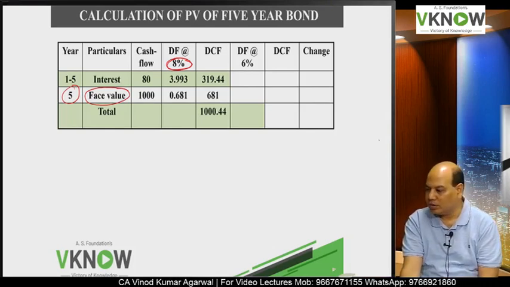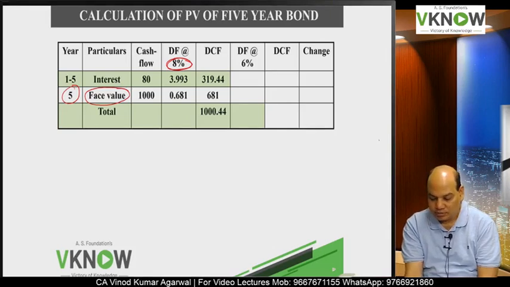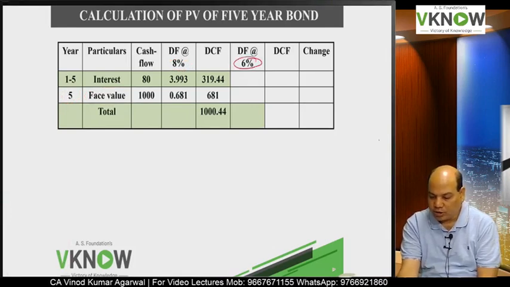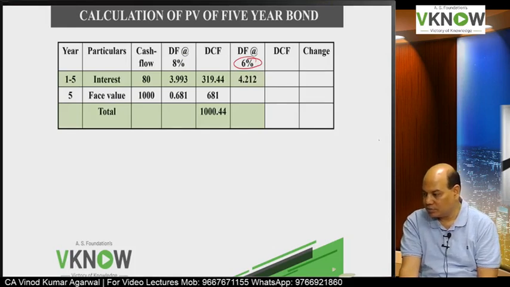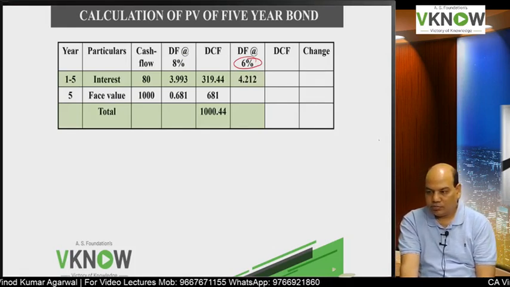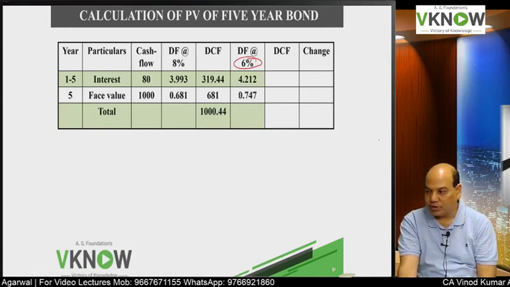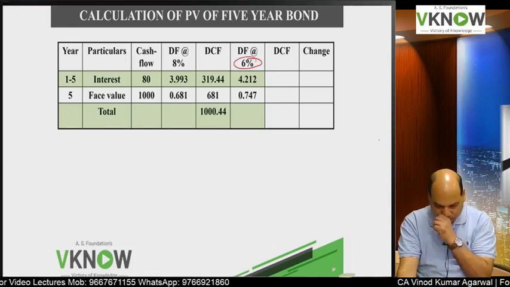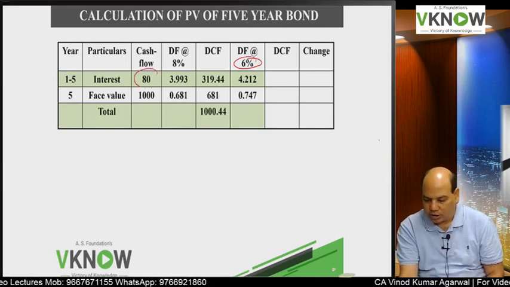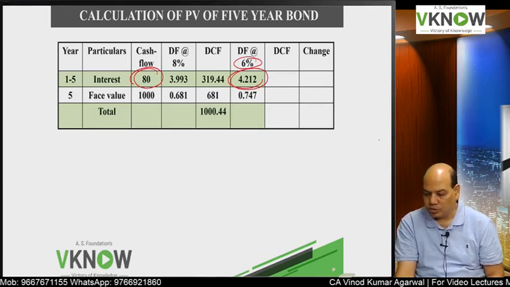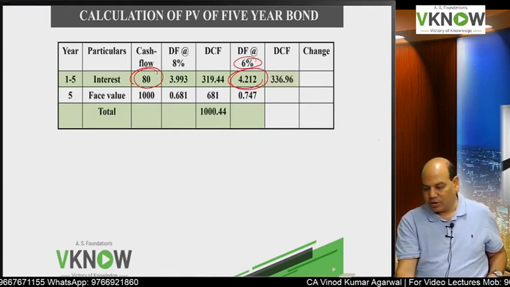Is it right, everybody? So now we'll go to 6%. Suppose the YTM changes from 8 to 6. So again calculate the annuity factor at 6% for 5 years. 4.212 is right, and the fifth year factor is 0.747. Now again multiply 80 into 4.212. So you will get 336.96.